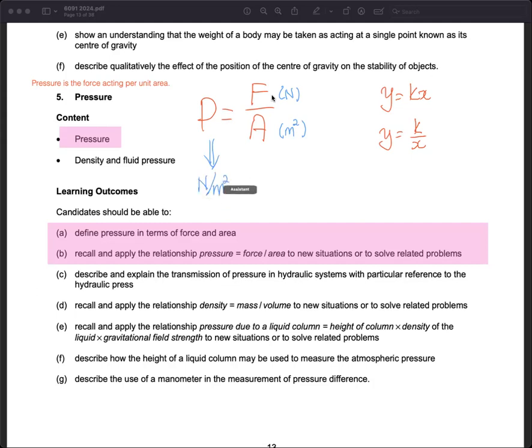But this whole unit is also being replaced or substituted by another scientist's name. We call him Pascal. So the SI unit of pressure is Pascal. So you can say that 1 Pascal is equal to 1 Newton per meter square. Is that clear? So the SI unit for pressure is Pascal. Just remember that.